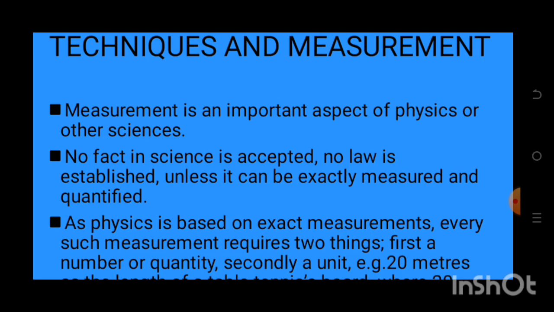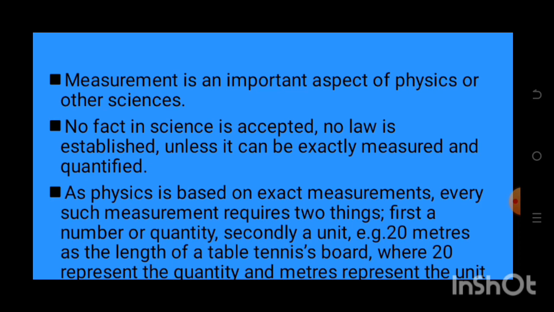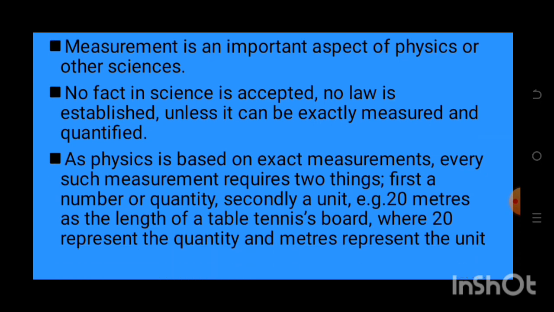So today we'll be looking at measurement and instrument. Now let's look at what measurement is. Measurement is an important aspect of physics or other sciences. Why? Because no fact in science is accepted, no law is established, unless it can be exactly measured and quantified. We've established this statement in our previous classes. Now, as physics is based on exact measurements, every such measurement requires two things. The first is a number or quantity, while secondly, a unit.